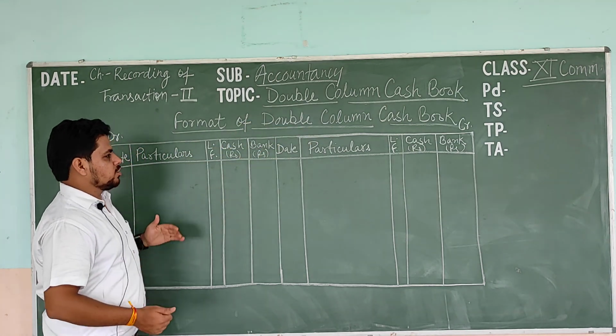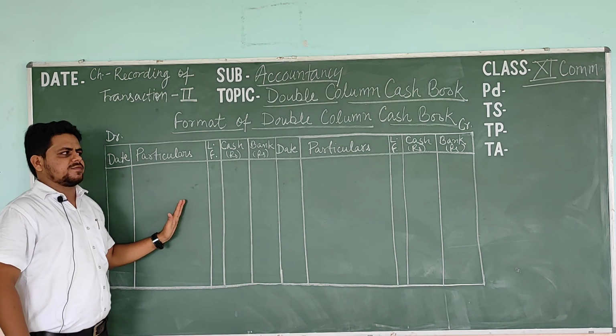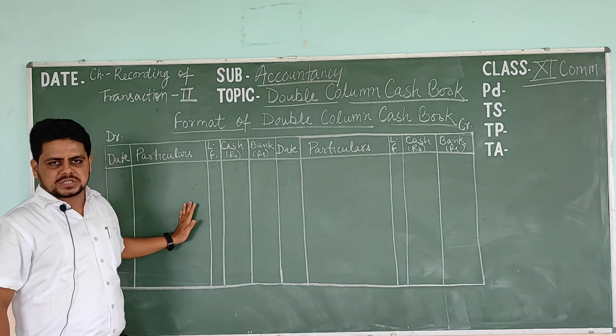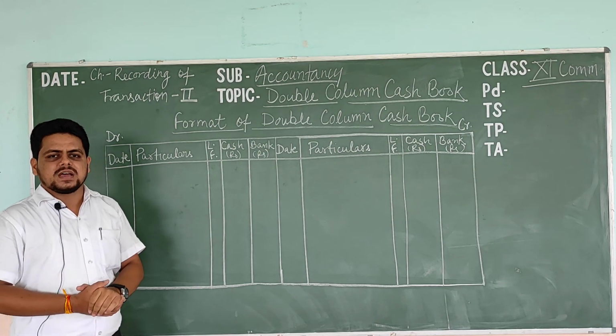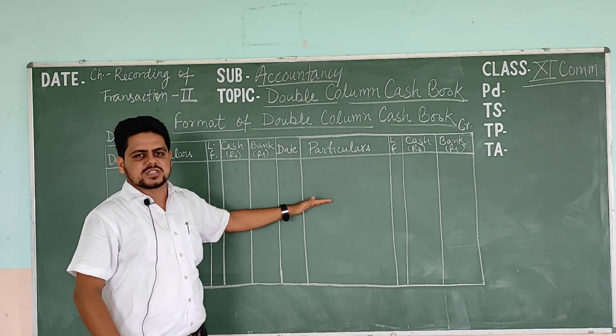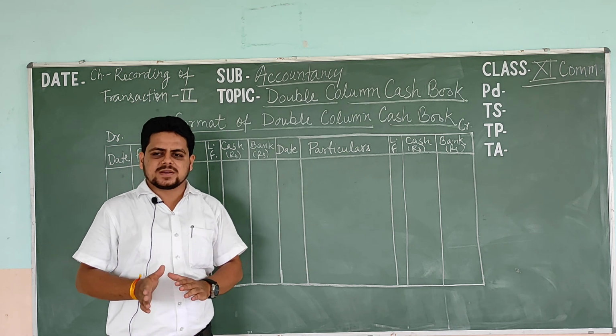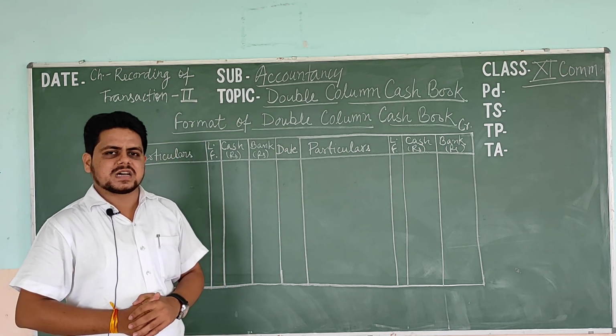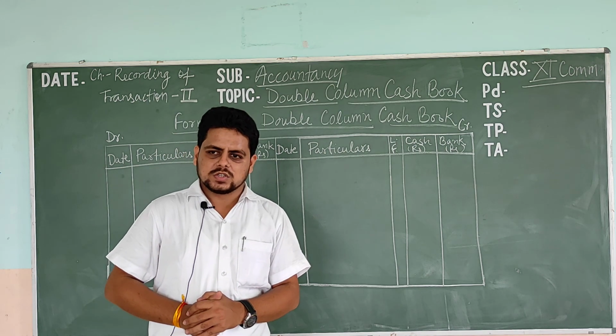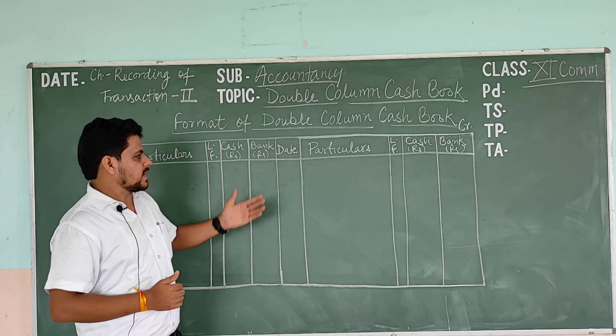I hope you all understand this format very well. Go through your books and watch this lecture carefully. After that you will understand the concept of the double column cash book and the utility of the cash book. In our next chapter we will discuss the petty cash book. So you can see and understand.